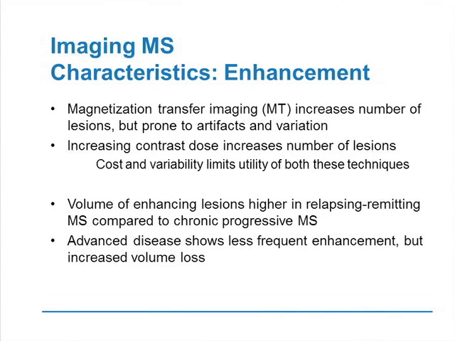Magnetization transfer imaging can increase the number of lesions, but this technique is prone to artifacts and variation and is often not clinically used. You can increase the dose. For example, we used to do double dose contrast, and that increases the number of lesions, but it's been found not to be cost-effective or clinically effective. We also note that volume of enhancing lesions is higher in relapsing remitting multiple sclerosis compared to chronic progressive. And then people with advanced disease typically show less enhancement, and they fall into the phase of increased volume loss.